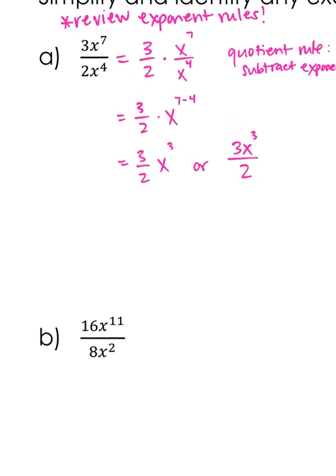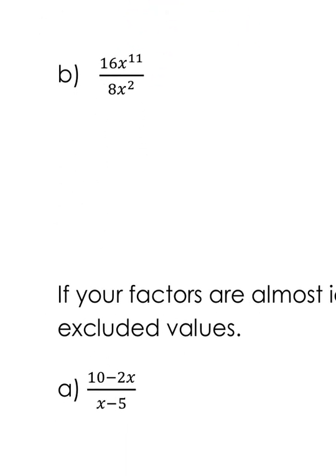All right, we've got B, 16x to the 11th divided by 8x squared. So once again, I'm going to go ahead and take the numbers and the variables and separate them. Now, if you don't want to do this, you don't have to. If you want to do it all in one step, that's fine. However, I do think it is the easiest way to go.